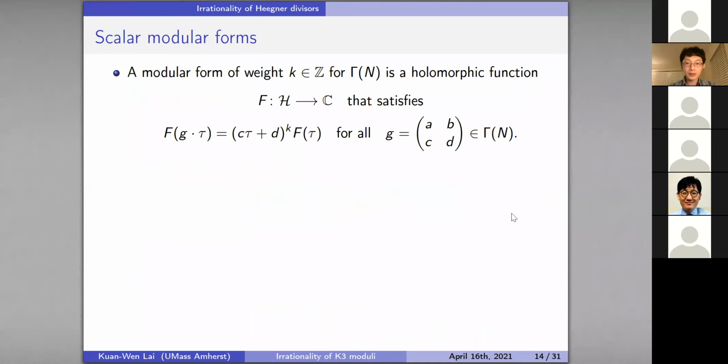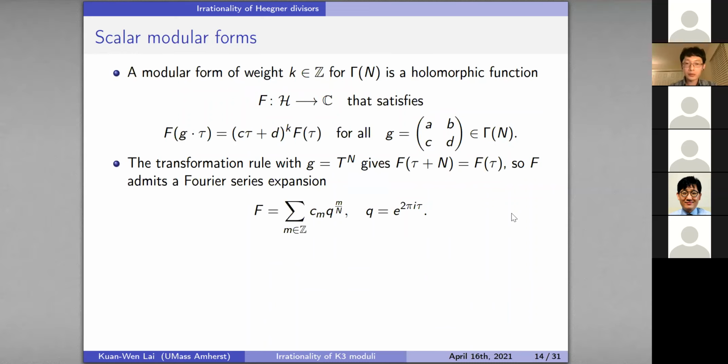Okay, so also remember, a modular form of weight k, where k is an integer, for gamma n is a holomorphic function on the upper half plane that satisfies this transformation rule. If you plug in g equals translation by n, T^n, it will give you this equation. It tells you that the modular form is periodic with period n.